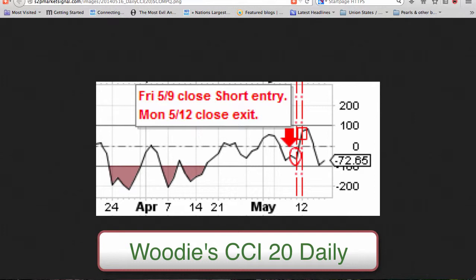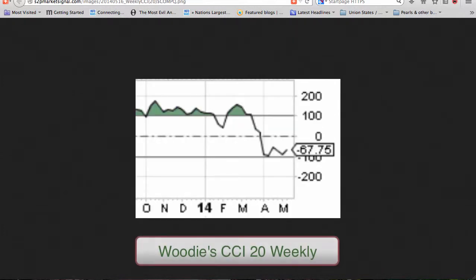In Woody's CCI trading system, 6 consecutive bars above or below zero are required for a change of trend. The weekly CCI 20 of the Nasdaq Composite Index began a Woody's downtrend this week, while the CCI 20 daily began a Woody's downtrend 7 weeks ago. With 6 weeks below zero, the CCI 20 weekly at minus 67.75 is now in a downtrend, yet remains outside the plus or minus 50 range for a valid zero-line reject.